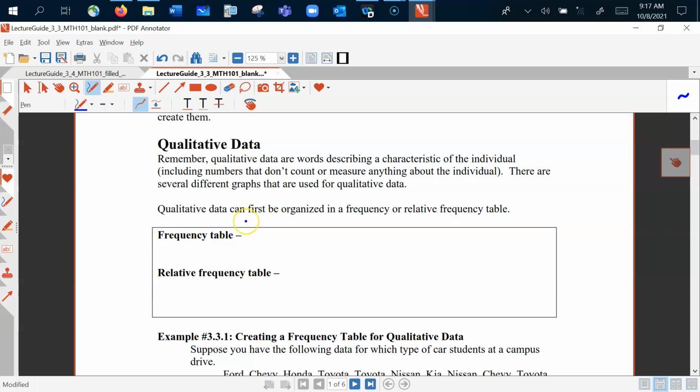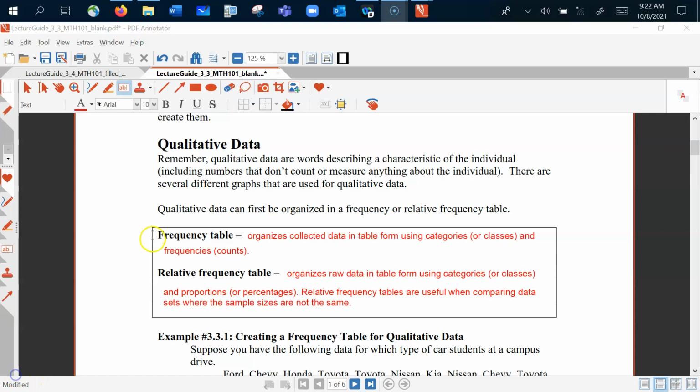Okay, so qualitative data can be first organized in a frequency or relative frequency table. So a frequency table organizes collected data in a table using categories and frequencies. So here, frequency means count. A relative frequency table organizes raw data in a table using categories or classes and proportions or percentages. And so it's a proportion or percentage instead of a count. So frequency, it's a table that has the categories and the associated counts. A relative frequency table has categories and associated percentages.